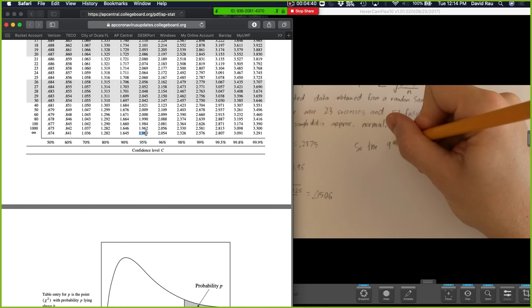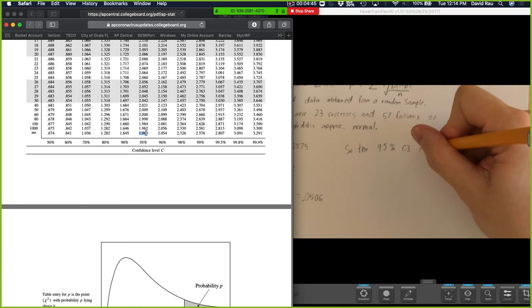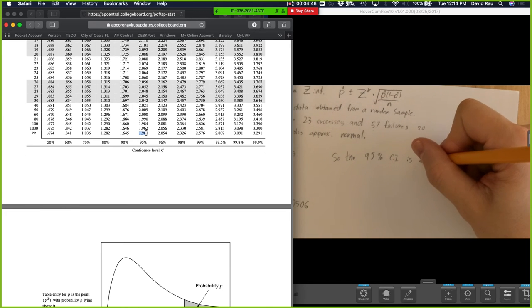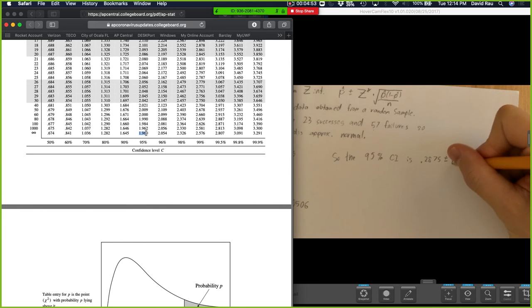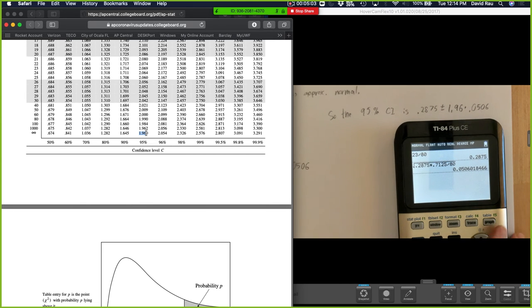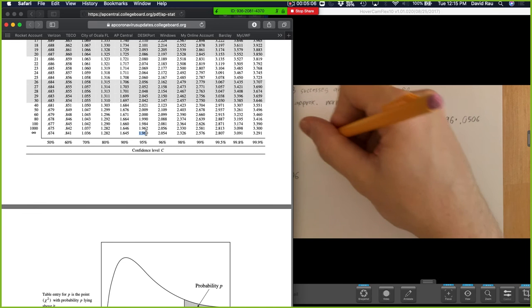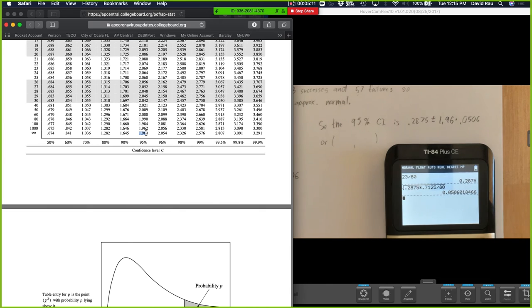So I'll say, the 95% CI is 0.2875 plus or minus 1.96 times 0.0506. You could stop right there, but what I'm going to do is write this out as the correct interval. So we get 0.2875 times 1.96 times 0.0506.